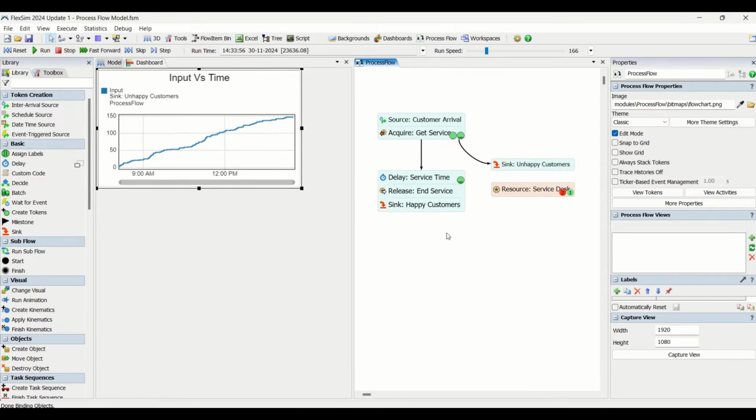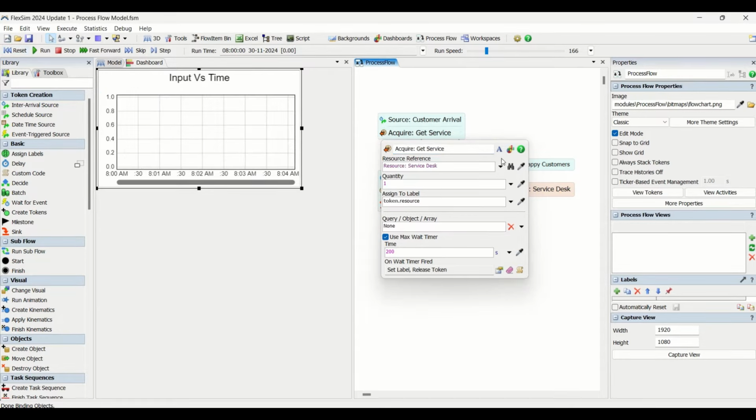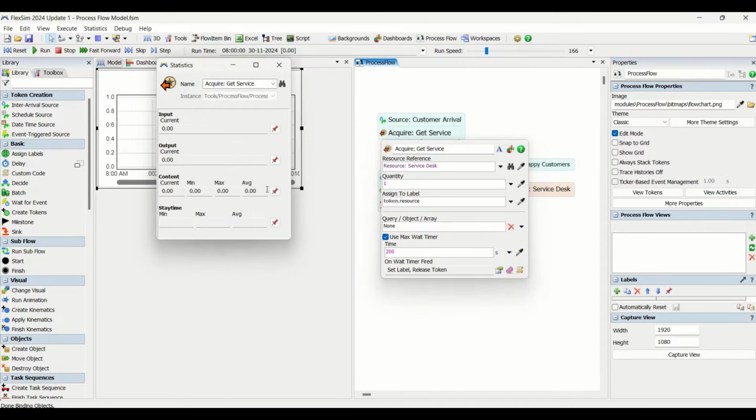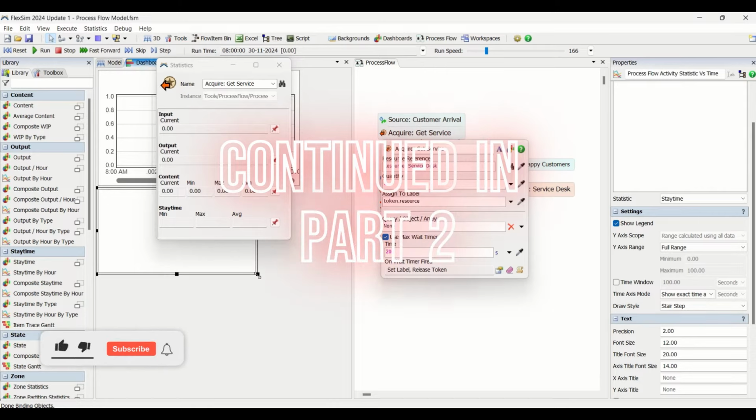Okay, so now what we're going to do, let us look at the stuff that is acquired service desk. Okay, now I'm going to just reset this and let us look at what is the stay time. Okay, that is the time the operators are basically waiting at our desk to get the technician for their issue.